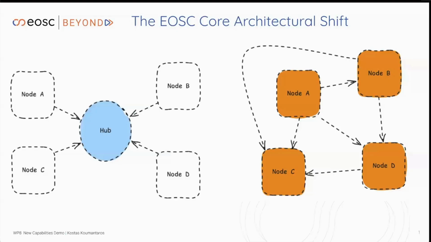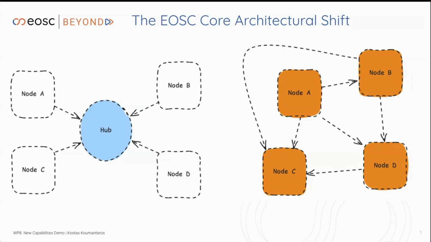A major step forward was the transition from a traditional hub and spoke model, where all records were harvested centrally, to a mesh architecture. This transformation is enabled by the introduction of the Node Registry, which acts as an alternative mechanism for managing EOSC nodes and their federating capabilities. With the Node Registry in place, the architecture becomes more decentralized, thereby improving system resilience and scalability.